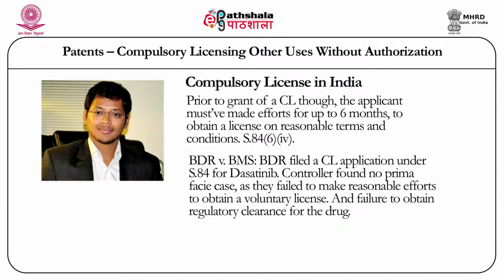Now, as per Rule 97 of the Patent Rules, the controller is to notify the applicant if he or she is satisfied that a prima facie case is not made out. The controller accordingly notified BDR that it had failed to make out a prima facie case for the grant of a compulsory license on two grounds. First, the failure to make reasonable efforts to obtain the license from the patentee, and secondly, the failure to obtain regulatory clearance for the drug. Hence, it was denied.